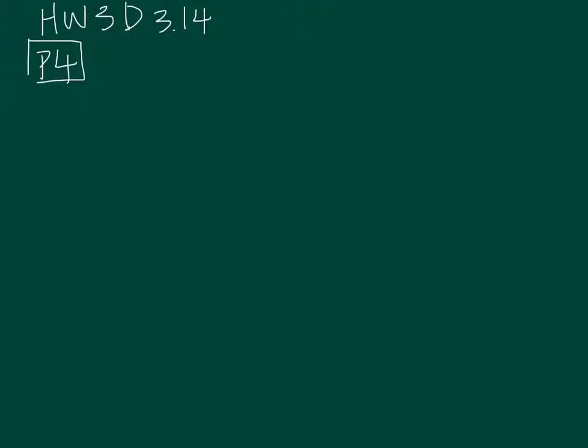This video is to go over homework 3D lesson 3.14. Problem number 4. Find the lateral and total surface areas for the solids described. Part A. Right cylinder, radius 7 feet and height is 12.